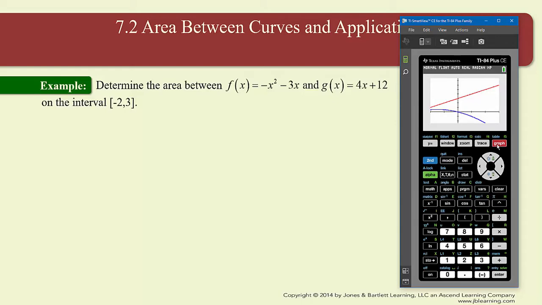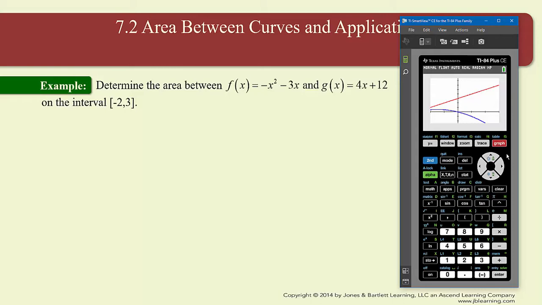All right. This is coming off the screen down this way, so maybe I could adjust the viewing window, but I think I have enough. I see what's happening here. The red graph is above the blue graph, so keep in mind the blue graph was function f, the red graph was the line 4x plus 12. So I see the top curve is 4x plus 12, and the bottom curve is negative x squared minus 3x.